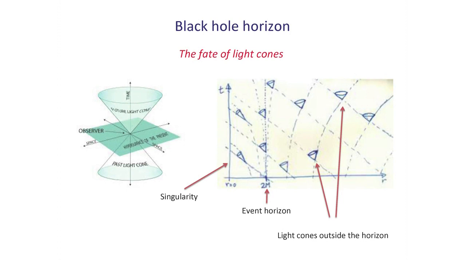We can study the motion of particles and light rays around black holes, just like you study the Keplerian orbits around any star or any other mass source. So let's think about what happens to light. So here is what happens in special relativity.